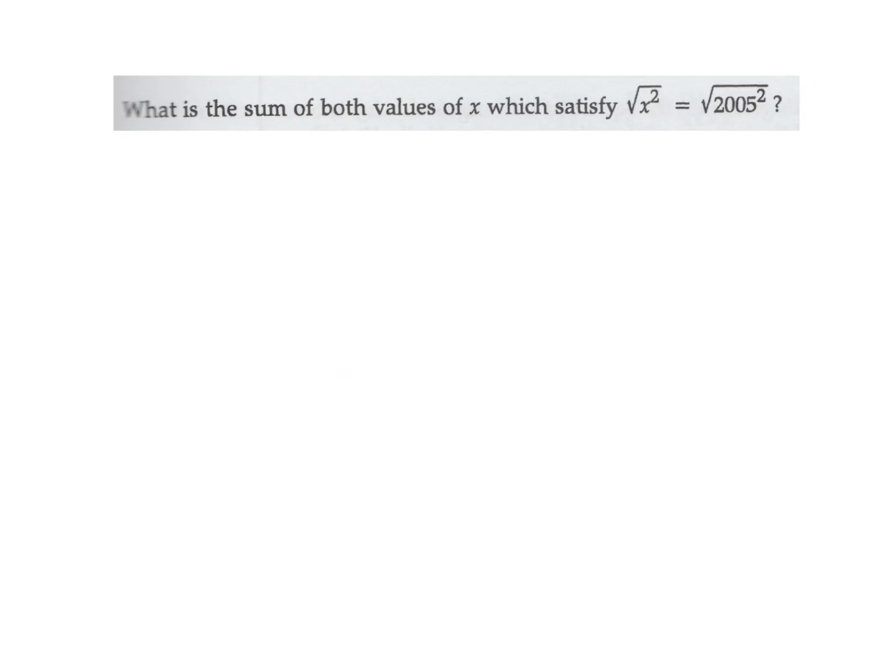What is the sum of both values of x which satisfy square root of x squared is equal to the square root of 2005 squared? Well, let's work with this here. So if we take the square of both sides, then we'll have, I guess, this left.